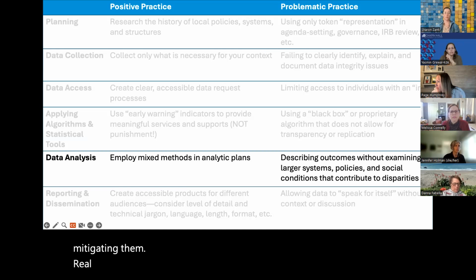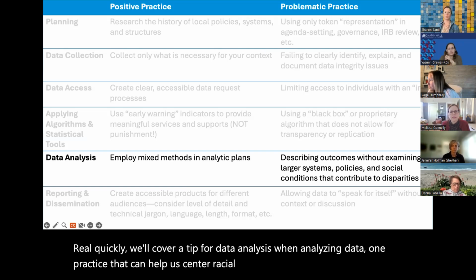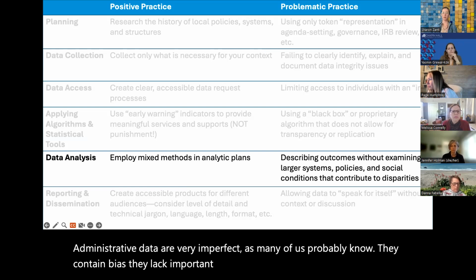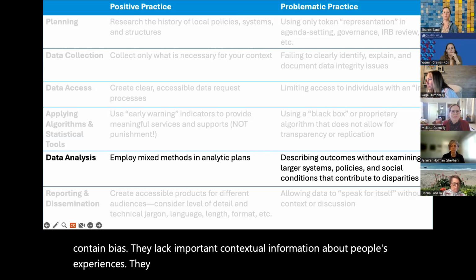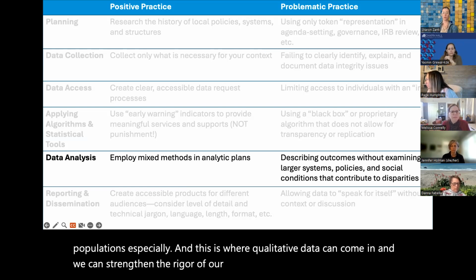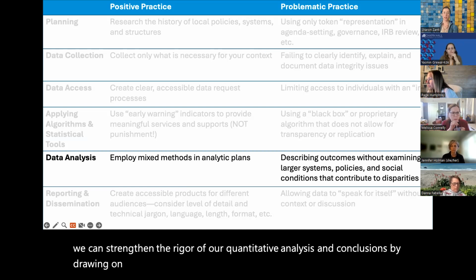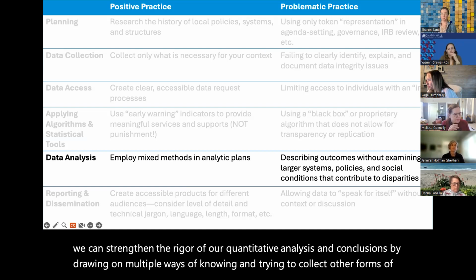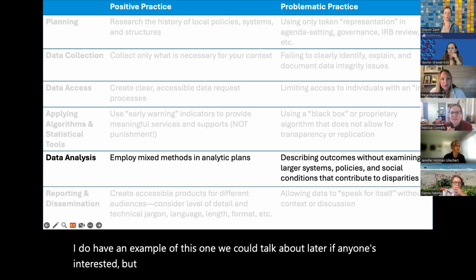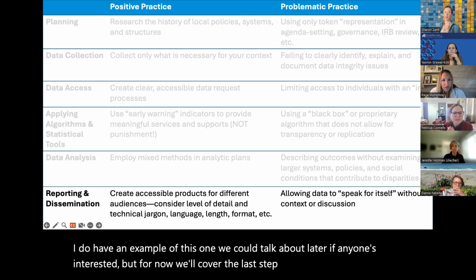Real quickly, we'll cover a tip for data analysis. When analyzing data, one practice that can help us center racial equity is using mixed methods. Administrative data are very imperfect, as many of us probably know. They contain bias, they lack important contextual information about people's experiences, they can overshadow unique differences for smaller populations especially. And this is where qualitative data can come in, and we can strengthen the rigor of our quantitative analyses and conclusions by drawing on multiple ways of knowing and trying to collect other forms of data. I do have an example, this one we could talk about later if anyone's interested, but for now, we'll cover the last step, reporting and dissemination, and then conclude.